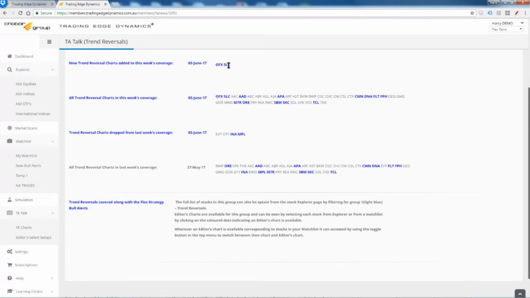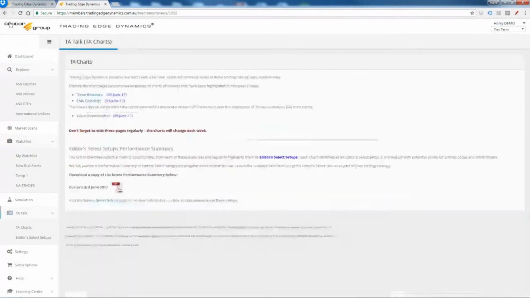This is the new list that was added, and these are the stocks that were eliminated from the previous week, and the previous week's stocks are sitting at the bottom on the 27th. Highlighted in blue are the ones that also belong to the editor's select trade setups, which we just showed you. And I guess the graphs are no longer in this section, the graphs are live. But we just go back, and again, all three categories are listed.